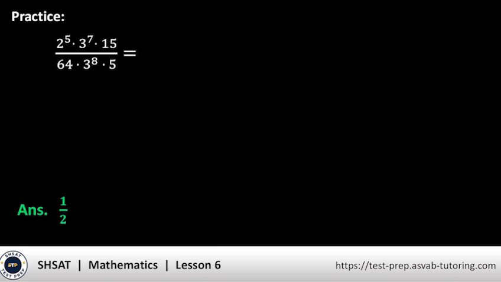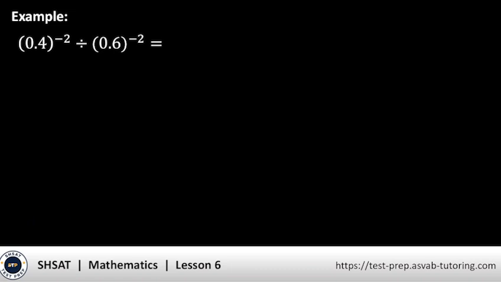Now, we have another practice question. Once again, it's the same. You can try to bring out 64 as 2 to the power of something. Just to give you a hint, that way you can simplify those. And you have 3, you can bring out 15 as 3 times 5. And then you can continue. Okay. Hope you do get a half by the end. All right. Let's move on to the next question.